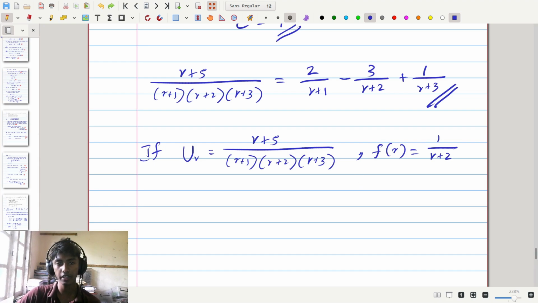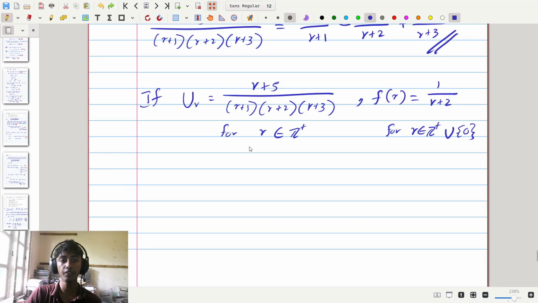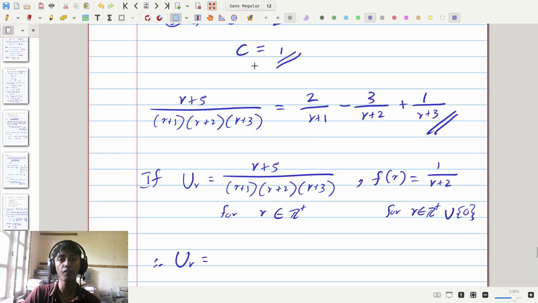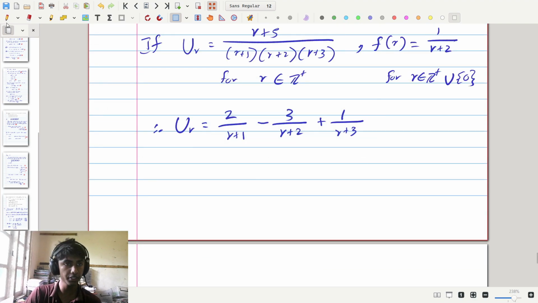Actually, we have to write separately, since this one has the condition r an element of the positive integers, and this one has the condition r an element of the positive integers union 0. So union the set of 0. Now for this, what we can do is directly substitute this expression and say therefore u of r can also be written as 2 over r plus 1 minus 3 over r plus 2 plus 1 over r plus 3, for r elements of the positive integers.